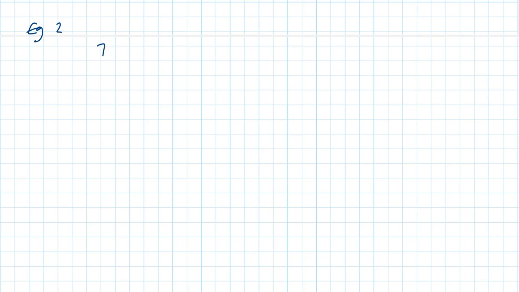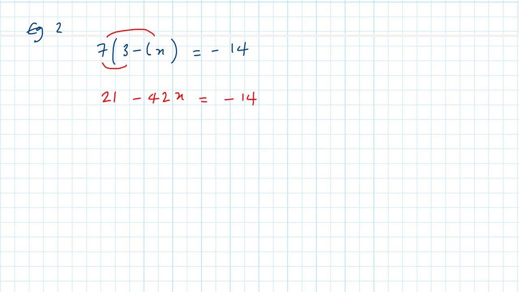Second example, same idea. So 7 lots of 3 minus 6x equals negative 14. We expand the brackets just like before, but we're very careful of the negative sign in the middle. So 7 lots of 3 is 21, 7 lots of negative 6x is negative 42x. Now, as we did previously, we change the signs here to make the x's positive. So negative 21 plus 42x equals 14.